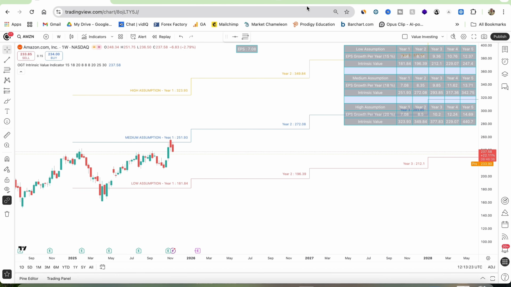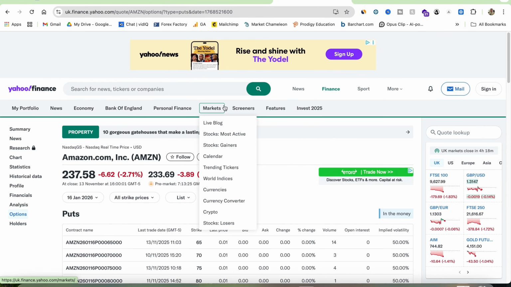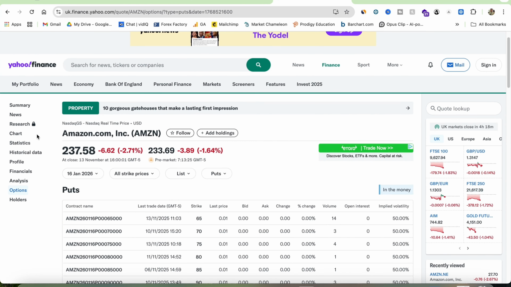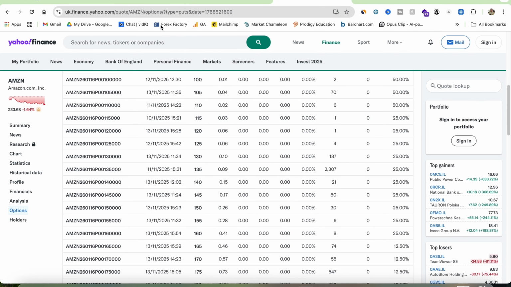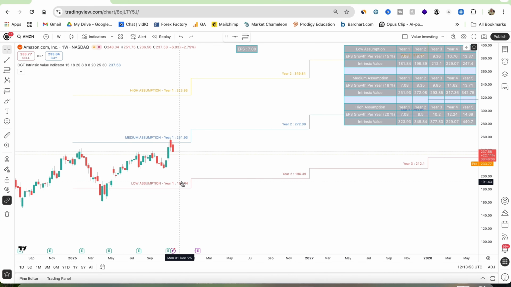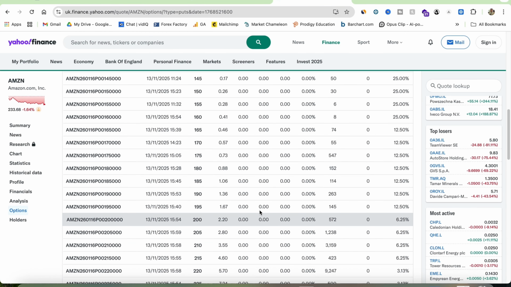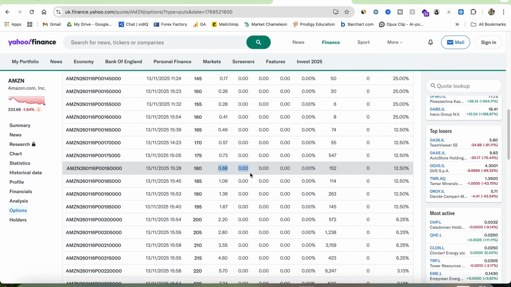So let's just have a quick look at what the strike prices are and what premium we can get. What I like to do is, I've just gone to Yahoo Finance options chain for Amazon. I'm looking at the puts only. I like to go out between 45 to 60 days of the monthly cycle. The closest monthly cycle as of recording this on November the 14th is the January 16th cycle. Again, we were looking at the 180 strike, I believe. If I go to the 180 strike, I'm getting around 88 cents per share.